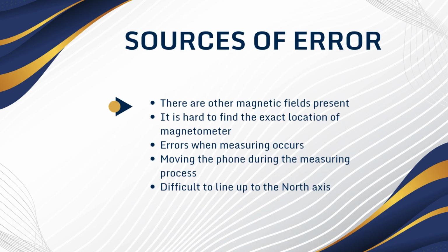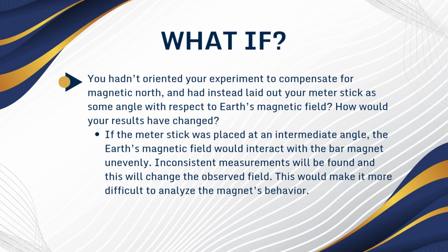Sources of error. There are other magnetic fields present. It is hard to find the exact location of the magnetometer. Errors when measuring occur, such as moving the phone during the measuring process. Line up north axis. What if the meter stick was placed at an intermediate angle? The Earth's magnetic field would interact with the bar magnet unevenly, causing inconsistent measurements.